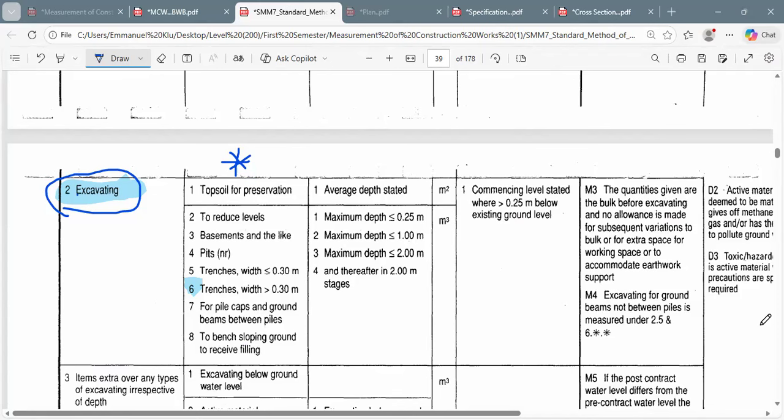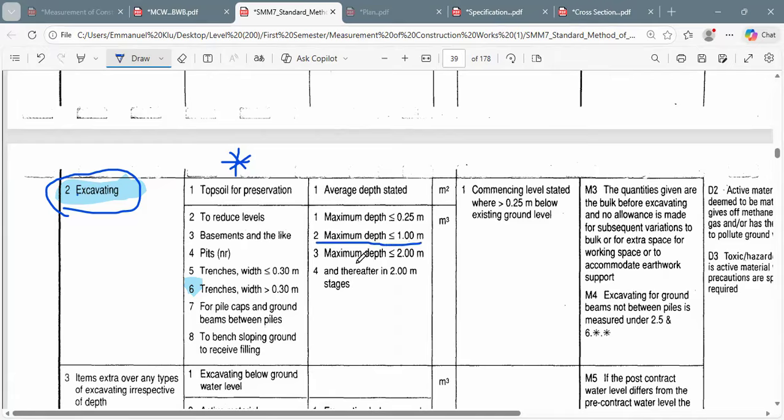That is, maximum depth should be greater than or equal to 1.00. Yes, if you agree with me, this is what I spoke about. This is what I spoke about. And also, the depth they gave us.